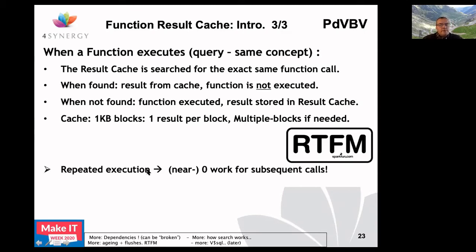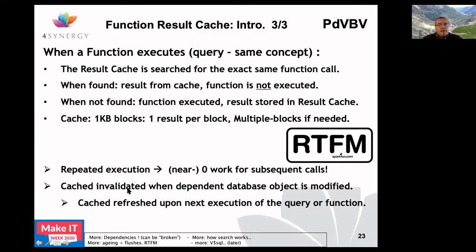If you repeatedly execute the same function with the same arguments, you end up with almost zero work for the next call. And this is what we need, we think. The cache, of course, gets invalidated if some dependent object is modified. So if you insert a record in a table on which the result is dependent, the result will be invalidated, and the next call to the function will have to do the work, do the executes, pick up the new results and put it in the cache. Cache is refreshed on the next execution of the query or the function. Does that make sense? This is where you look into the room to see if people are falling asleep.